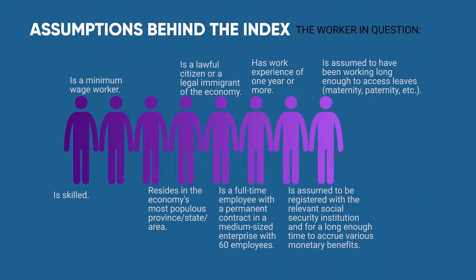Assumptions behind the Labour Rights Index are: the worker is skilled and gets at least a minimum wage. The worker lives in the most populous region of the country and is a lawful citizen or a legal immigrant. The worker is employed full-time, has a permanent contract and works in an enterprise with at least 60 employees. The worker has experience of at least 1 year on the job and is registered with the Social Security institution long enough to be entitled to monetary benefits. The worker is entitled to maternity, paternity and parental leave, to sickness leave and to annual leave.